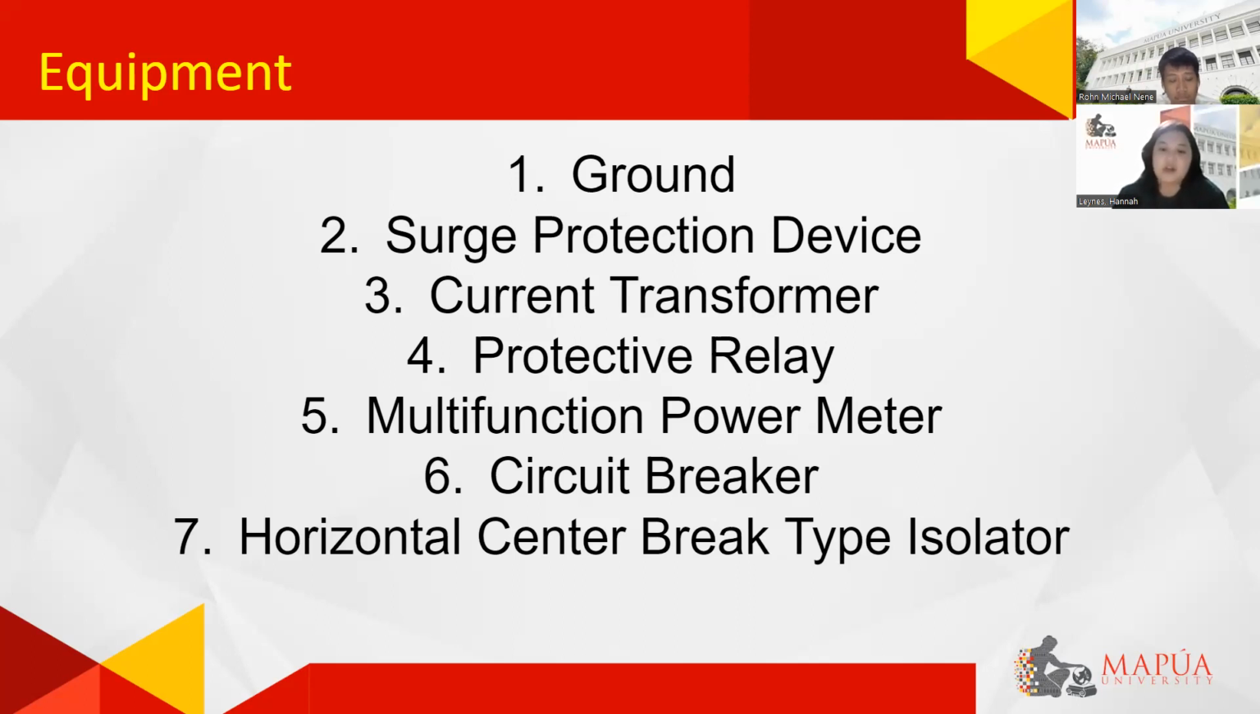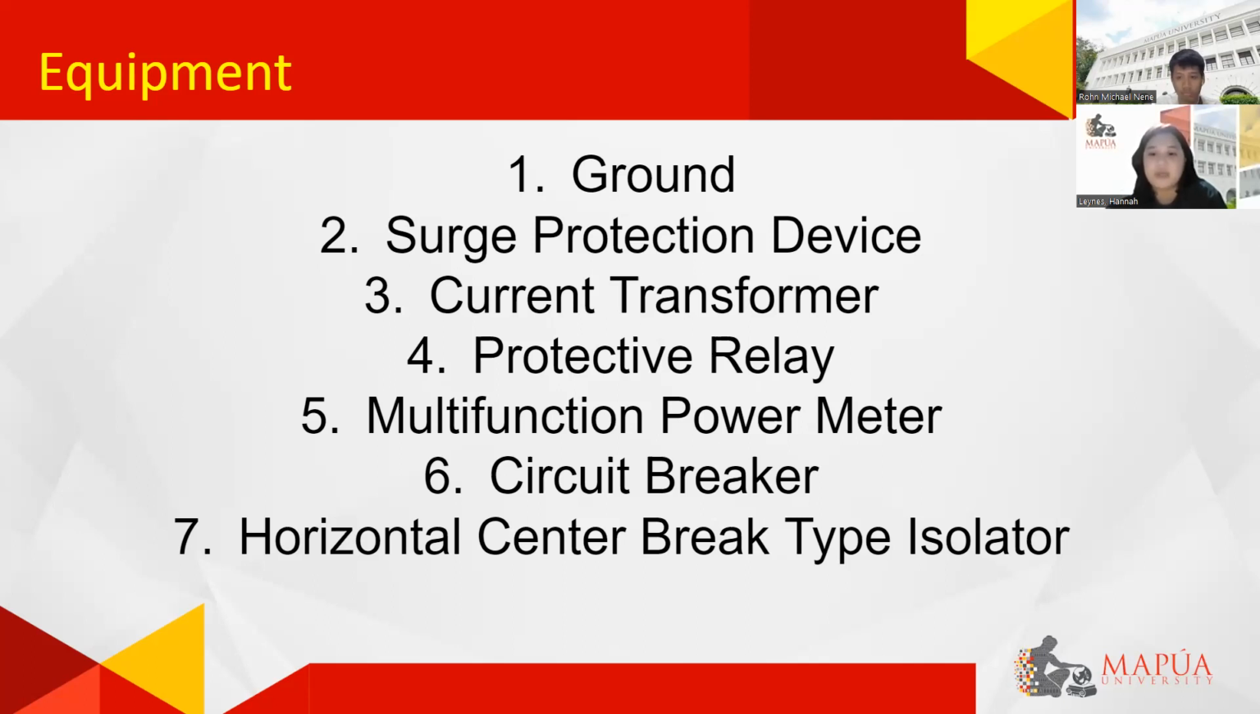Next is the current transformer. It generates a proportionate alternating current, AC, in its secondary to the AC current in its primary. Number 4, protective relay. Protective relays are components that are linked to circuit breakers to receive control directives for opening or closing, and to instrument transformers to receive input signals. Multifunction power meter. In order to process the real-time voltage and current samples from the user power source, a unique electrical circuit with a microcontroller is used.